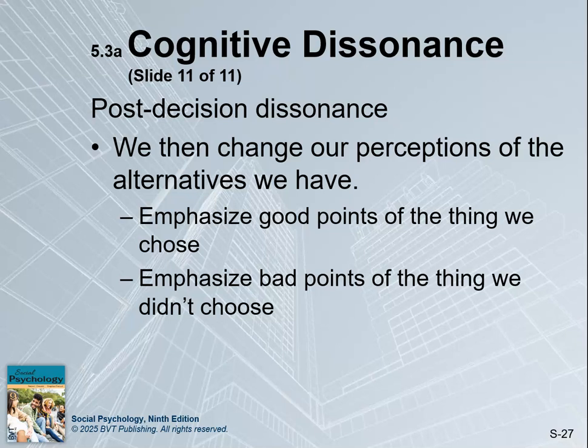And so after we make the decision, we experience post-decision dissonance. We then change our perceptions of the alternatives we have. We tend to emphasize the good points of the thing that we chose, and we emphasize the bad points of the thing we didn't choose.